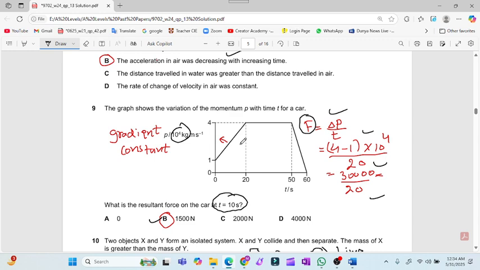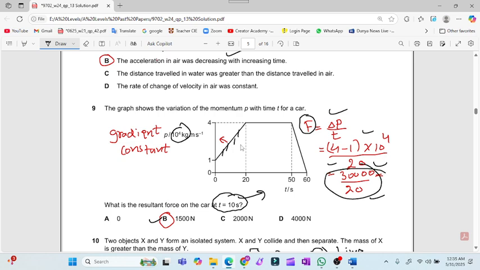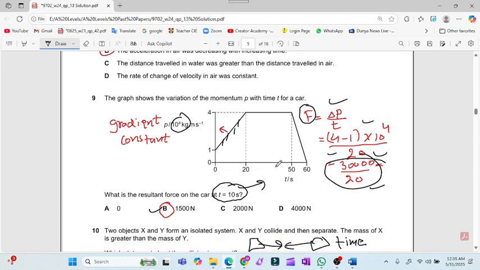Now question number 9. The definition of the force we have to memorize. The force is the rate of change of momentum. So change in momentum is (4 minus 1) times 10 raised to the power 4, over 20. But in this question he is asking what is the value of the force at time t equal to 10 seconds. Look, the gradient is constant. So wherever you calculate the force, the magnitude of the force will remain the same. So I will apply the gradient formula, convert the power into 10 to the power 4, then I will get the answer 1500 Newton.